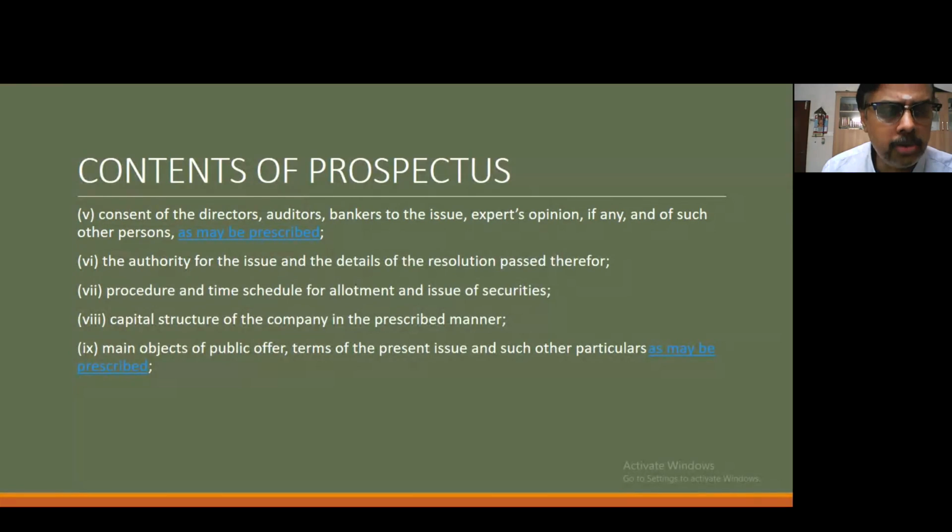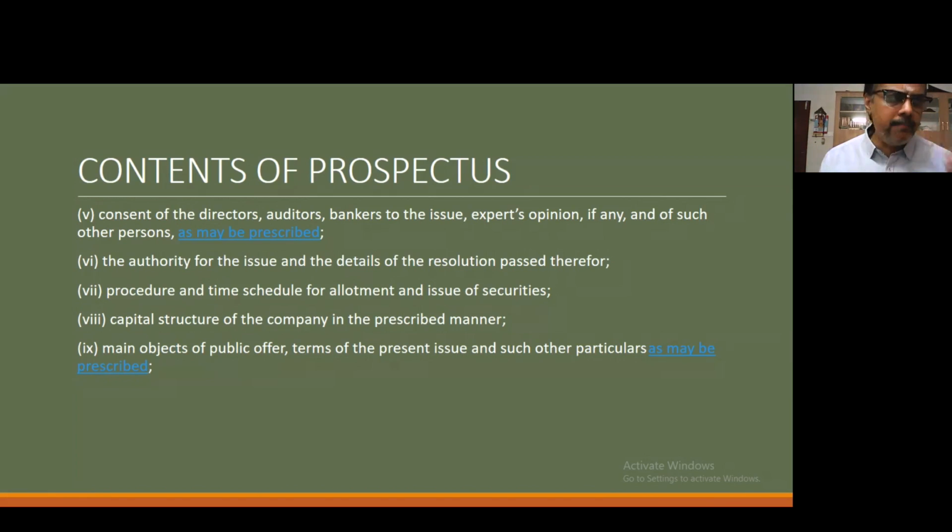Then the content should also include the consent of the directors, auditors, and bankers to the issue. And I just now told you about expert opinion, which should be included in the document referred to as the prospectus. The authority for the issue and the details of the resolution passed therefore for the public issue of shares, the procedure and time schedule for allotment and issue of securities, the capital structure of the company in the prescribed manner, and the main objects of the public offer.